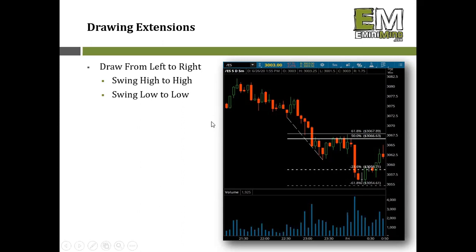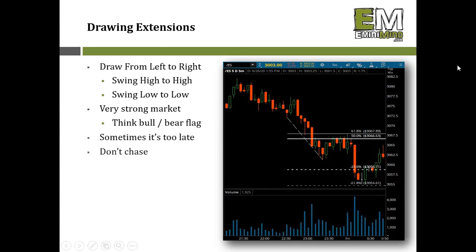So you're going to see this in a very strong market. Like I said, you can think about a bull flag or a bear flag. Those are the times where you're going to see an extension come into play. And then sometimes it's just too late, so you don't want to chase it. You never want to chase it.